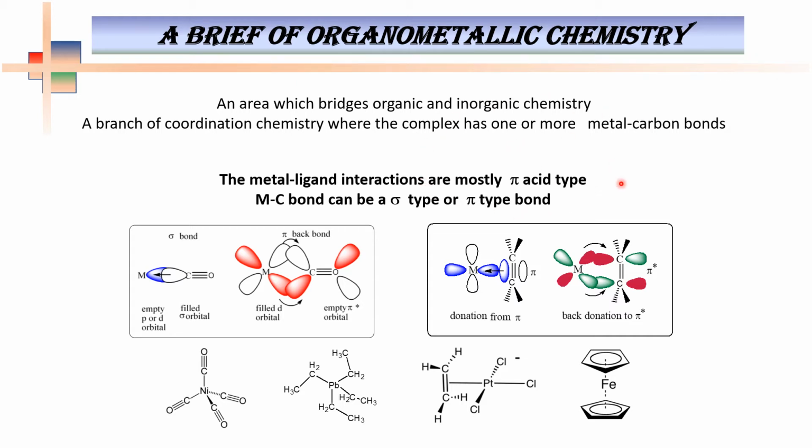Most of the ligands associated with organometallic complexes are mostly pi acidic type, and the sigma bonding or metal-carbon bonds are sometimes sigma type, sometimes pi type, depending upon the availability of valence electrons in the donor ligands. So usual ligands are carbonyls, alkyls, pi electrons in alkenes, even extended aromatic components.